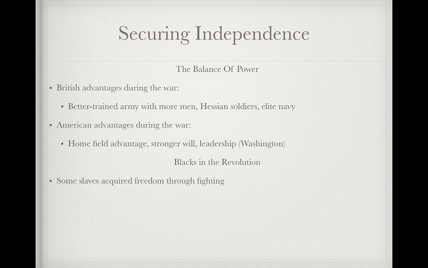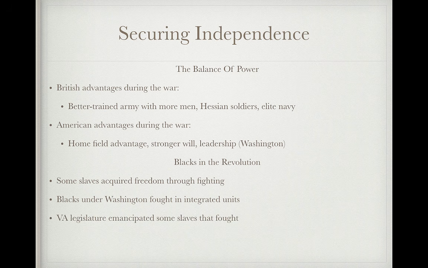Some slaves acquired freedom through fighting on behalf of the Americans during the Revolution, and blacks under Washington fought in integrated units. So they were fighting side by side with whites. The next time this would happen would be the Korean War in the 1950s. The Virginia legislature emancipated some slaves, or freed some slaves that fought in the American Revolution.